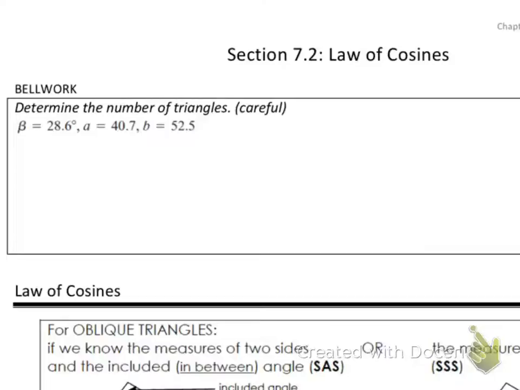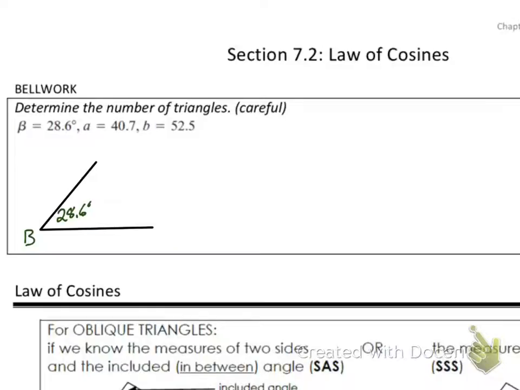Right here would have taken you max maybe 30 seconds. All right, because it says determine the number of triangles, so you know it's going to be one of those side angle, right? Which means we need to find our angle first. We find our angle first. Our angle was 28.6 degrees. They use Bravo, so we're just going to use B.